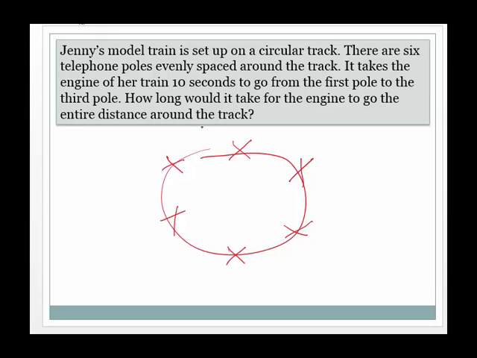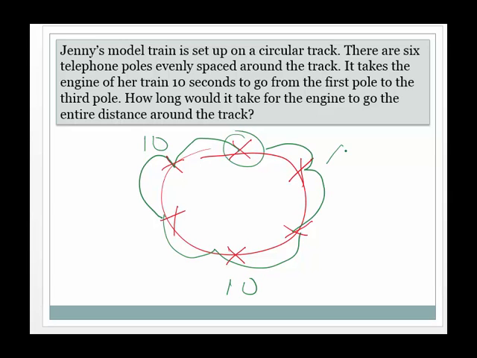Now, it gives you some more information. It says it takes the engine of a train 10 seconds to go from the first pole to the third pole. How long would it take for the engine to go the entire distance around the track? So let's say this is the first pole. We know it takes 10 seconds to go from the first pole to the third pole, so that's 10 seconds. Using some proportional reasoning, it's going to take another 10 to go from here to here, and another 10 seconds to go from here to here. So that's a total of 30 seconds.